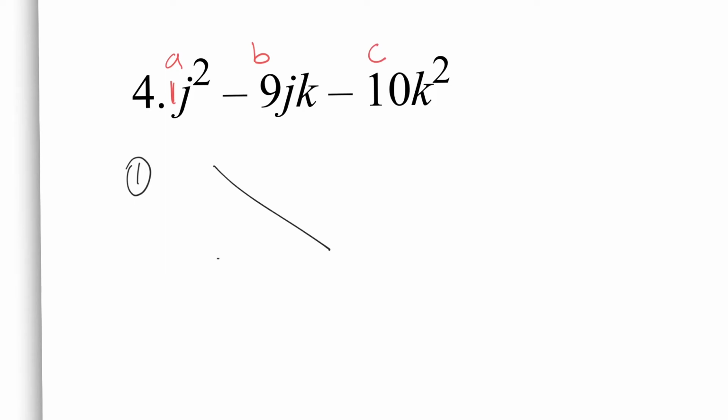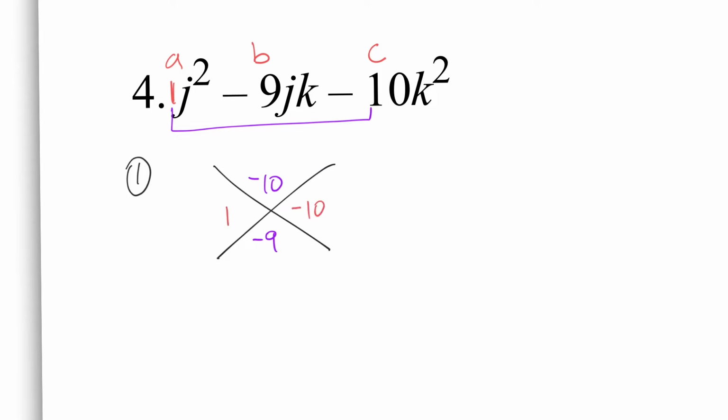So step number 1, we multiply a times c. So 1 times negative 10, that's going to be negative 10. b is negative 9, and we need 2 numbers that multiply to negative 10 and add up to negative 9. That will be 1 and negative 10.